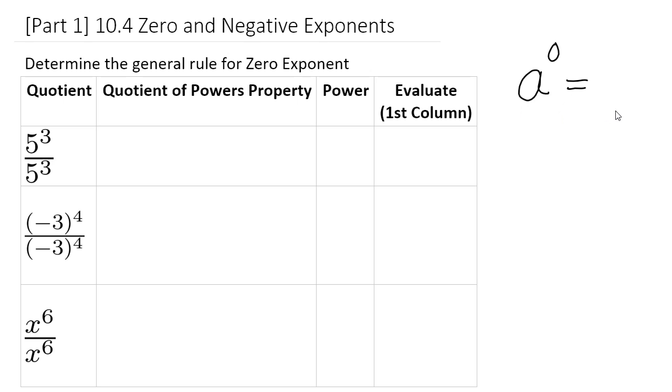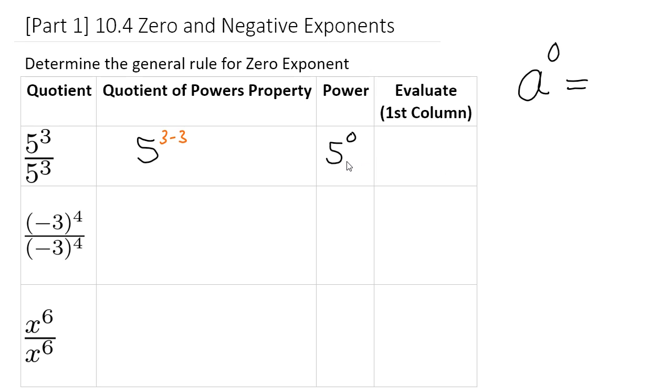In order to figure that out, we're going to use a couple of expressions. We're going to use the quotient of powers property to give that a definition. So I have 5 cubed divided by 5 cubed. Using the quotient of powers property, I keep the base and the two exponents need to be subtracted. So in this case, 3 minus 3. When I rewrite this as a power, this is 5 to the 0. Now, that's what we're trying to define.